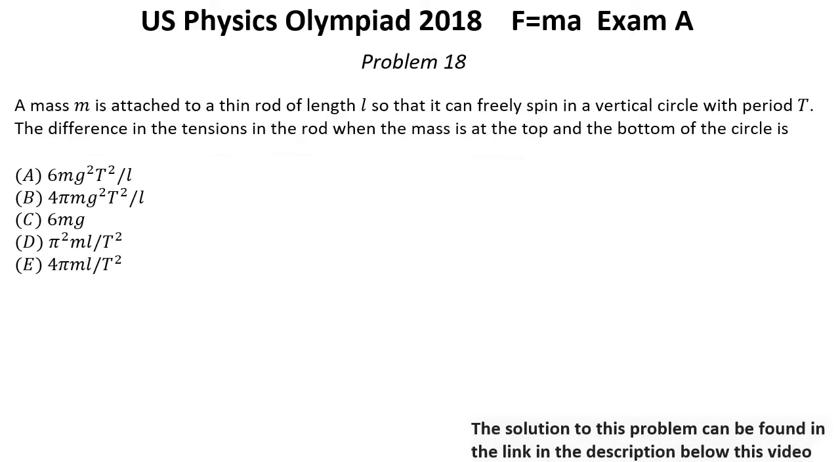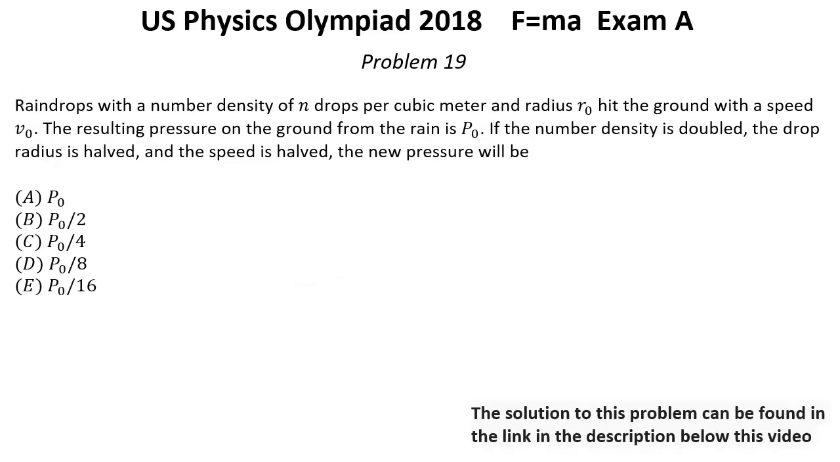Problem number 18. A mass m is attached to a thin rod of length L so that it can freely spin in a vertical circle with a period T. The difference in the tensions in the rod when the mass is at the top and the bottom of the circle is next one.